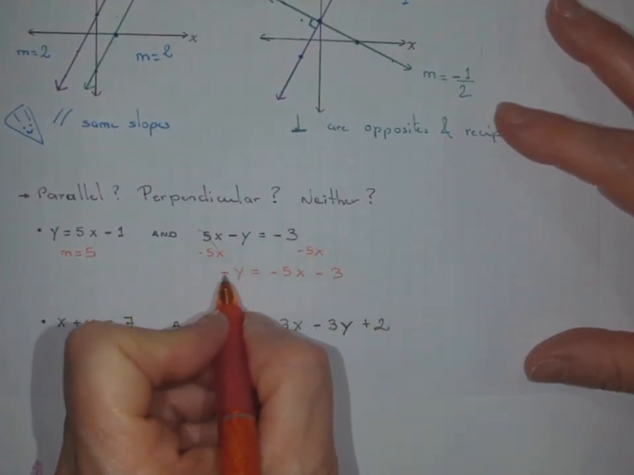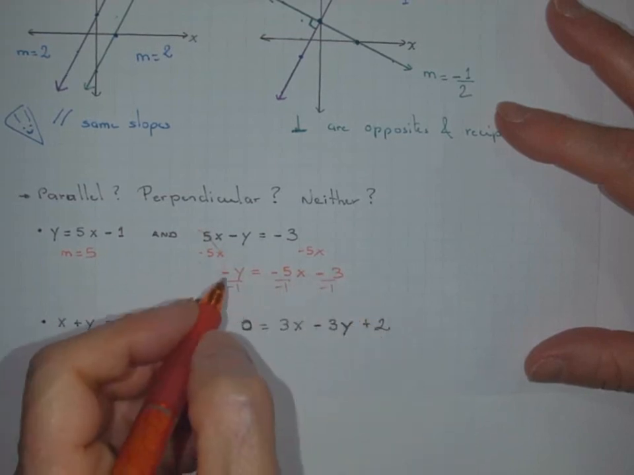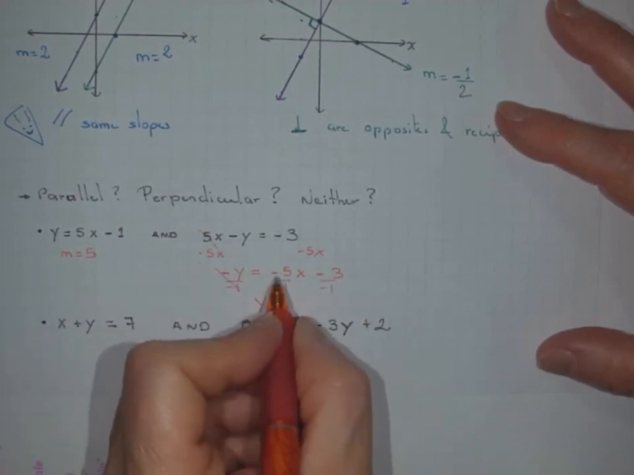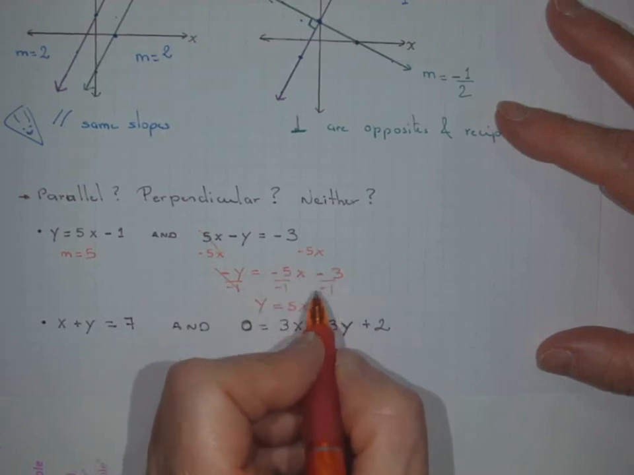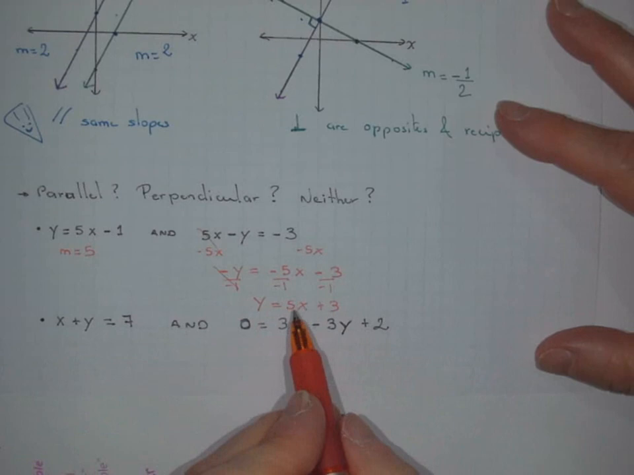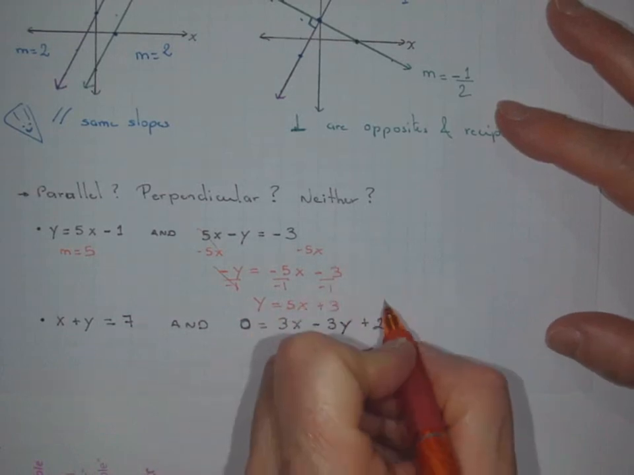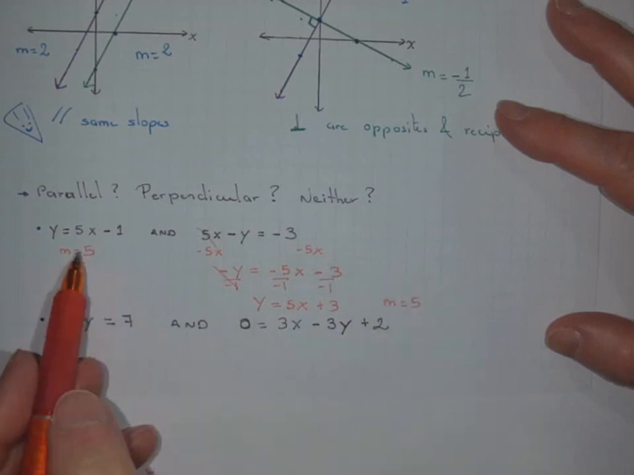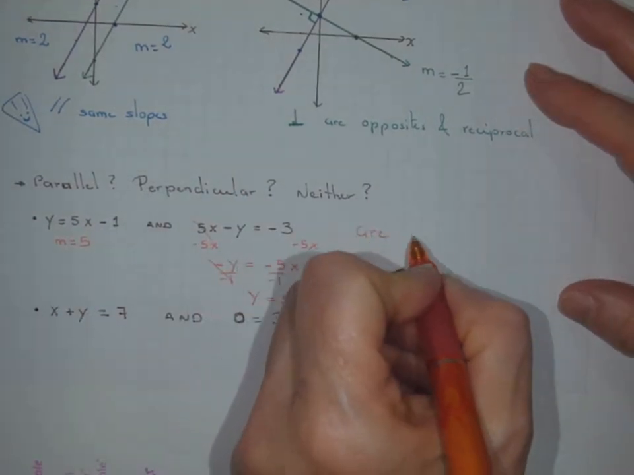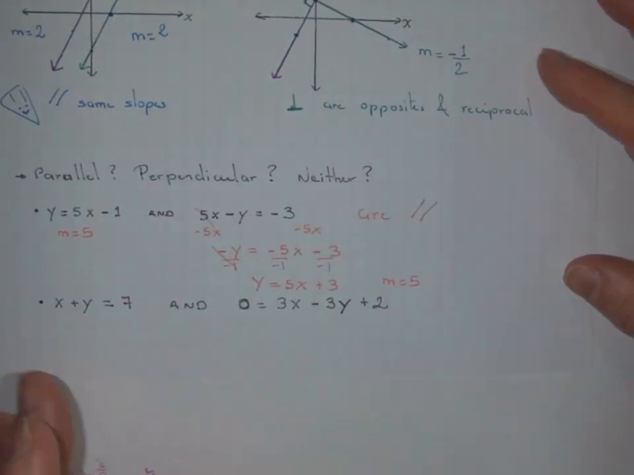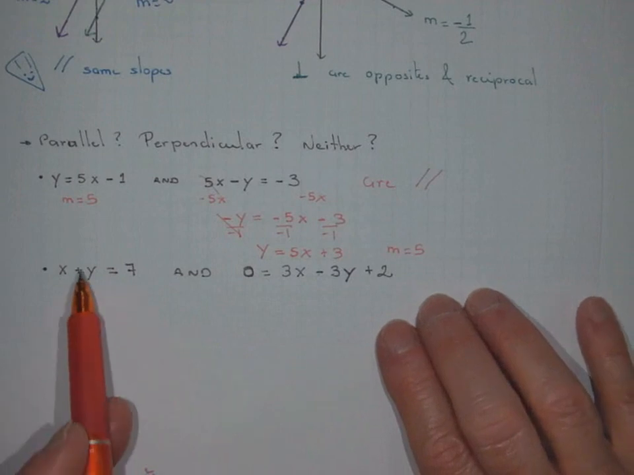Now we're going to have to get y by itself. So we need to divide by a negative 1 everywhere. And so we have y is equal to negative divided by negative becomes positive 5x, negative divided by negative becomes positive 3, and this slope, because now it is in slope-intercept form, this slope is a 5. This one has a 5, this one has a 5, so those two lines are parallel. We can use the symbol instead of writing it in bold, right? That's understood.